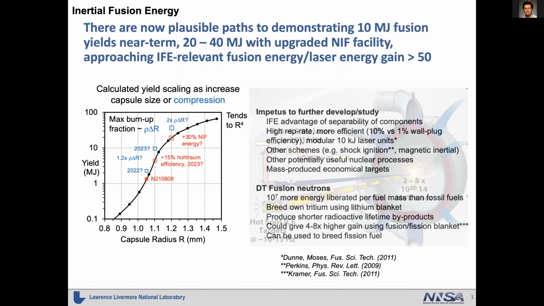But in the end, you also have to have mass-produced economical targets, because you have to feed them in 10 times a second. And then here I put down what DT fusion with neutrons gives you. Just to remind you, 10^7 more energy liberated per fuel mass than in fossil fuels. You breed your own tritium using lithium blankets, and deuterium comes from the oceans. You can produce shorter radioactive lifetime byproducts if it's pure fusion. If you use a fusion-fission blanket, you could give 4x higher gains, since fission gives you more energy per fission than fusion, and can be used to breed fission fuel, which could be useful for other systems. So that's basically what I think it buys you.